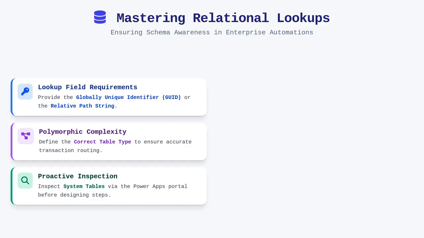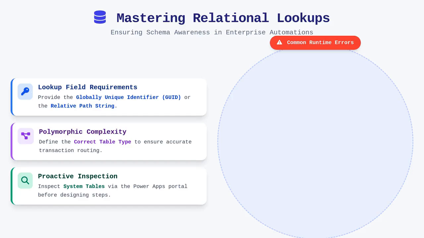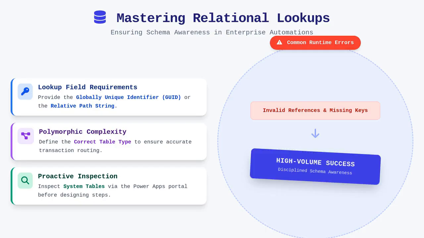Take the time to inspect your system tables via the Power Apps portal before designing your automation steps. A clear understanding of your data schema will save you from common runtime errors associated with invalid references or missing keys when working with high-volume enterprise automations.